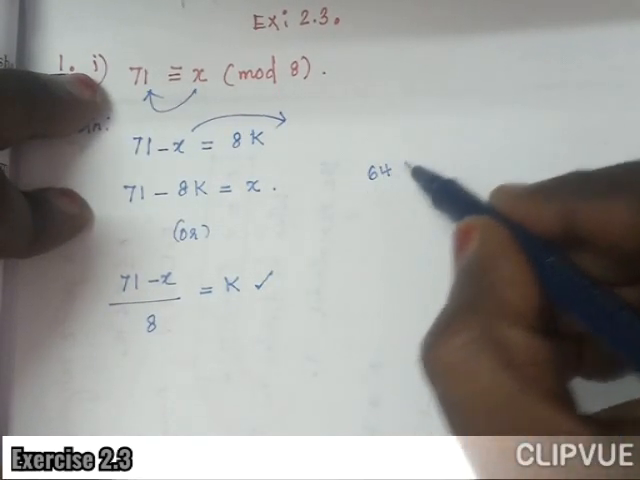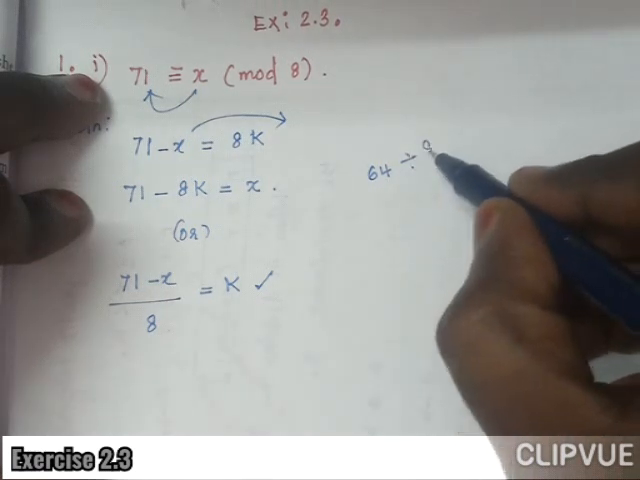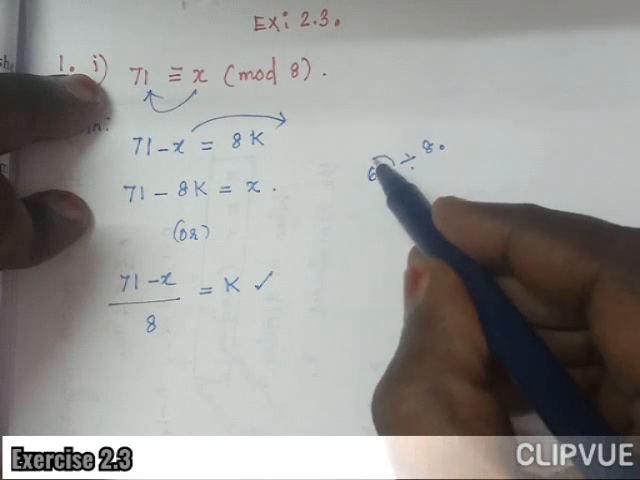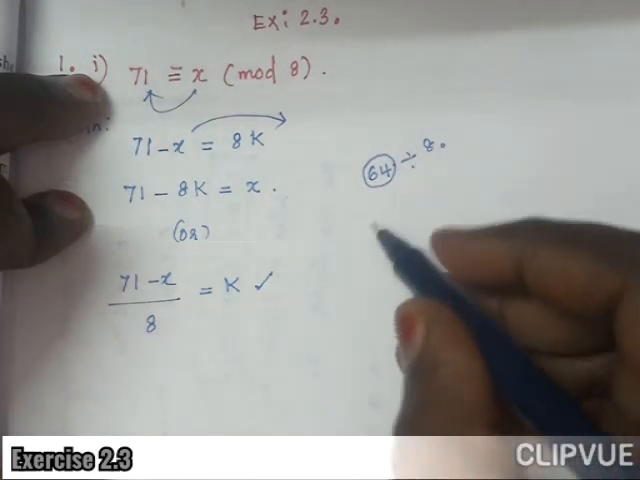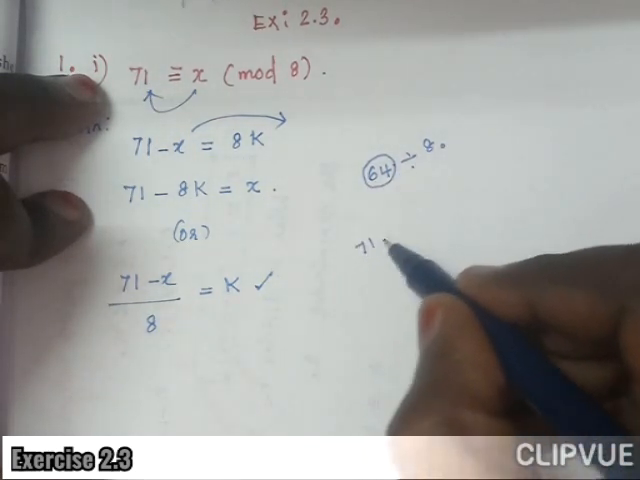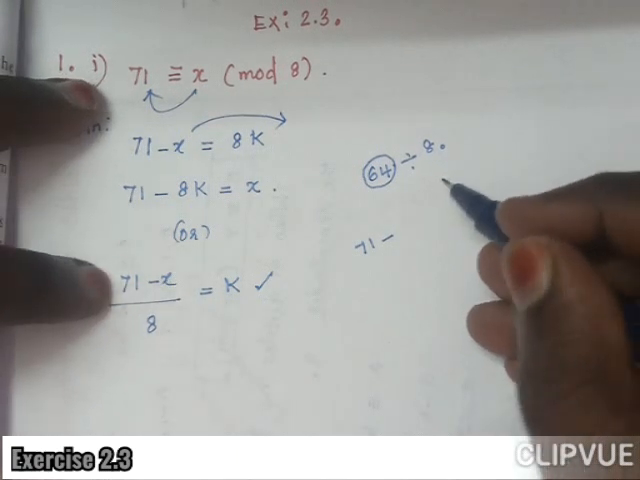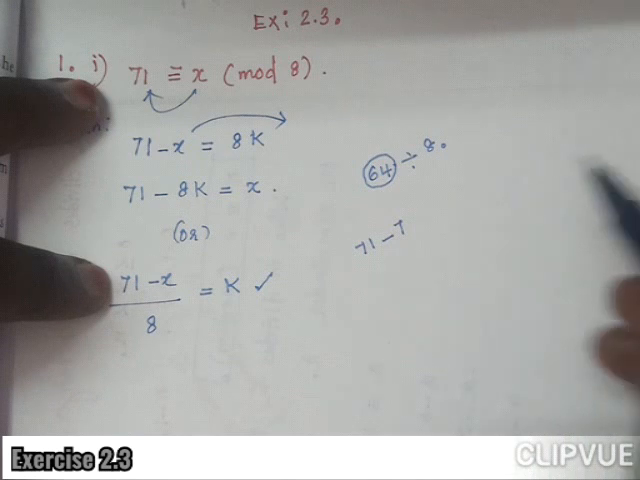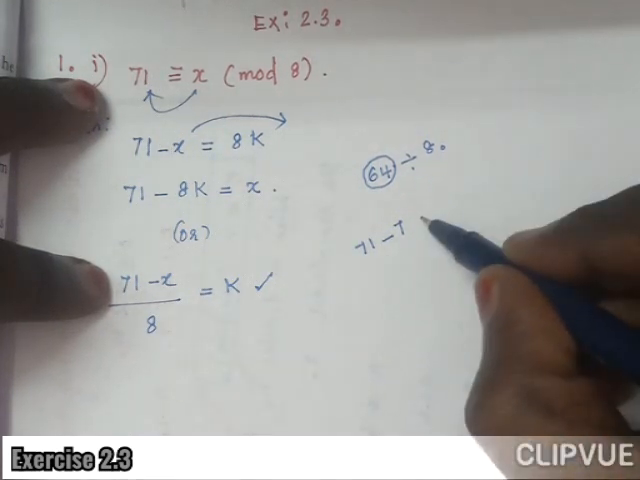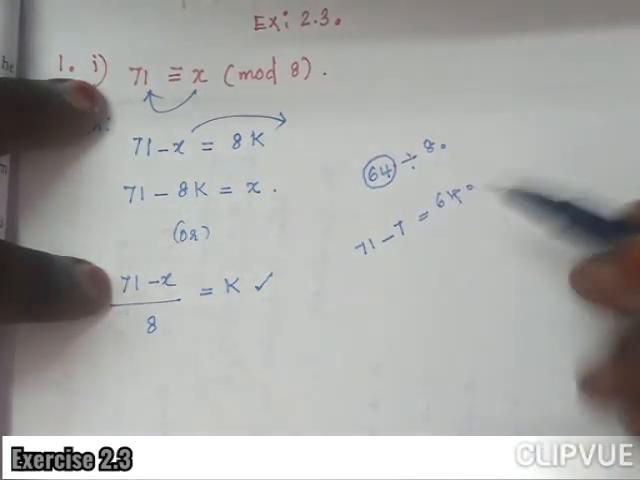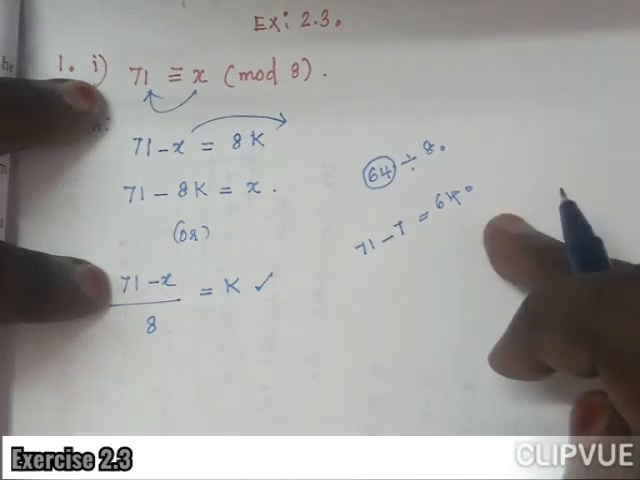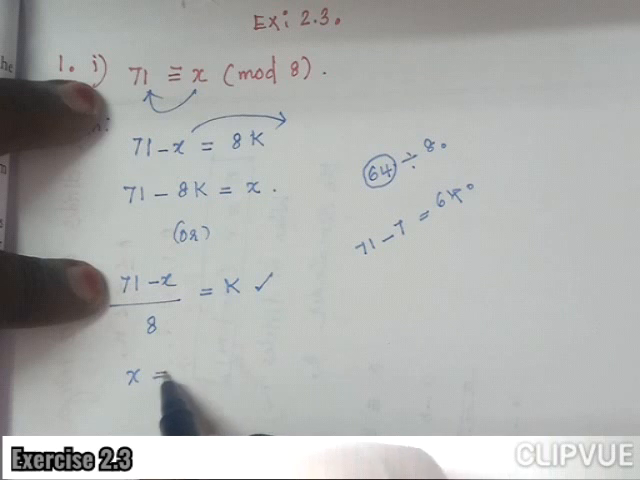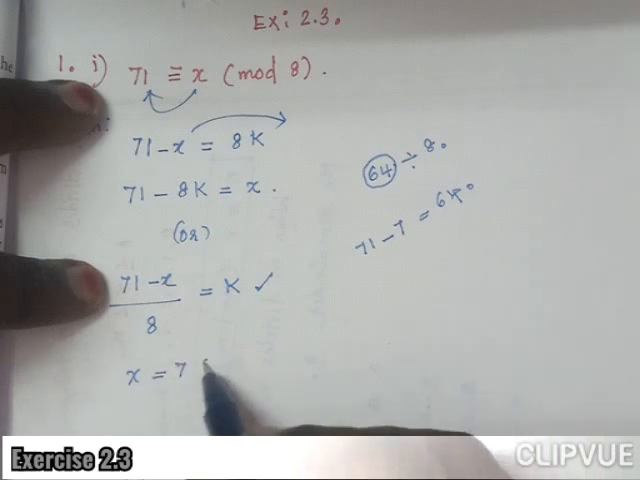64 can be divided by 8, you know. So how can we get this 64? If you subtract 71 minus 7, we can get 64. 71 minus 7 is equal to 64. So x is equal to 7.